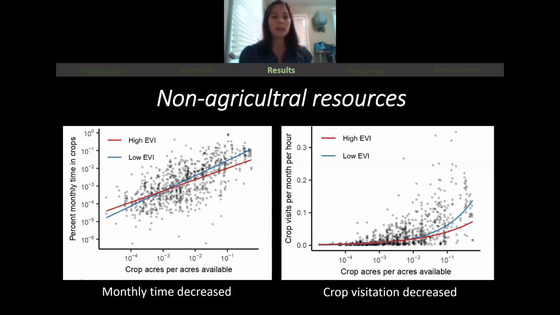And then in conditions of high EVI, so remember we're using EVI as a proxy for the natural food that is available to them on the landscape. In conditions of high EVI, we found that their time in agricultural crops decreased and that crop visitation decreased. So essentially, as natural forage resources increased on the landscape, pigs spent less time in those crops.